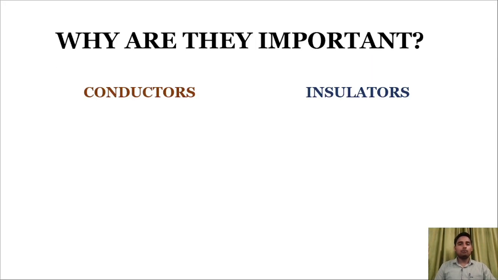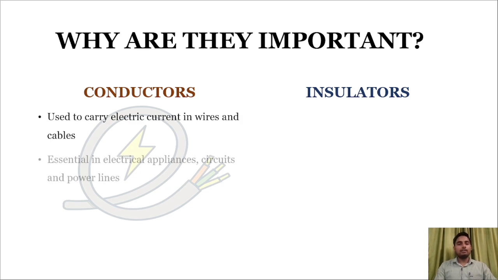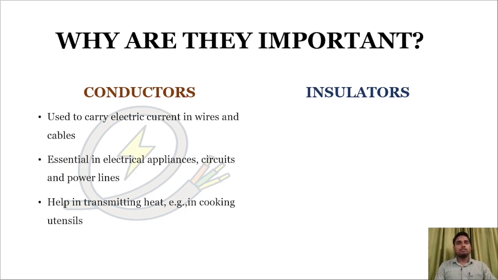Now we will see the importance of conductors, where conductors are used. Generally, conductors are used to carry electric currents in wires and cables. We see copper wires and aluminum wires. They are essential parts in electrical appliances, circuits, and power lines, without which electricity cannot pass. They also help in transmitting heat, for example, in cooking utensils like a cooker.